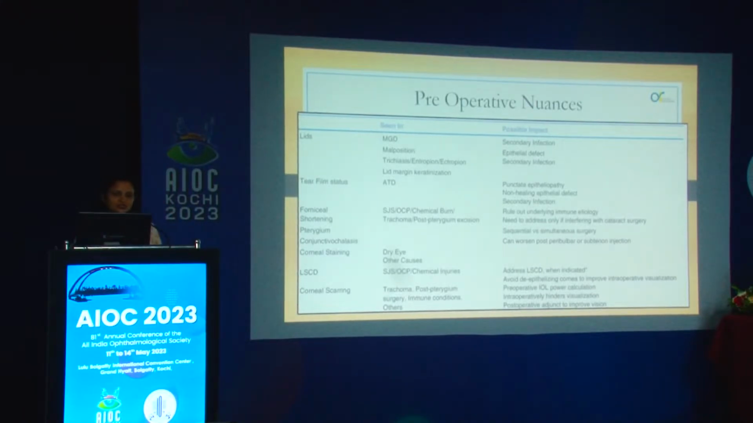Fornical shortening, as seen in SJS or OCP, we may need to rule out the underlying immune etiology and address the fornical shortening only if it is going to interfere with cataract surgery. In other situations where the fornical shortening or presence of symblepharon will be addressed before cataract surgery is if we are planning that the patient is having a scar and we would want to use a scleral contact lens post-operatively for addressing the same.